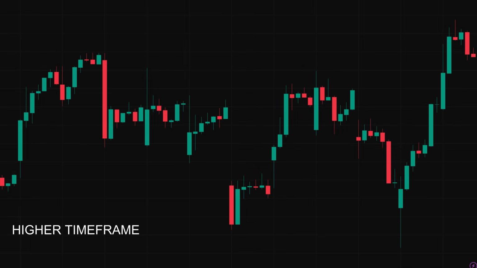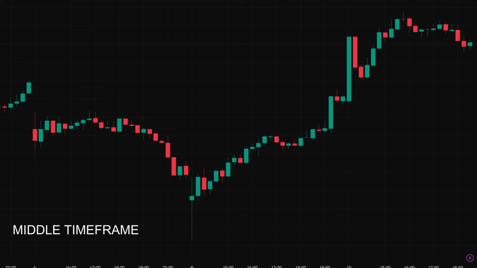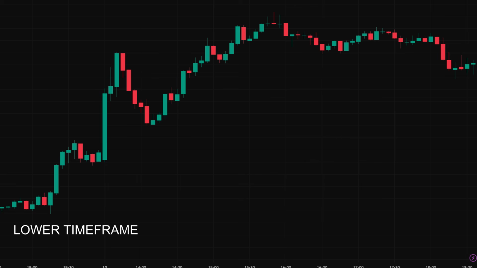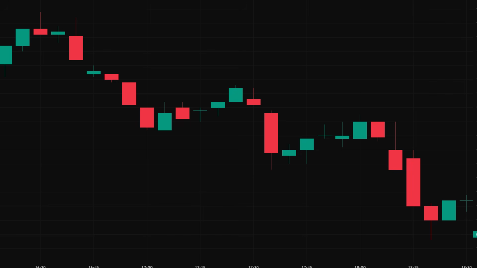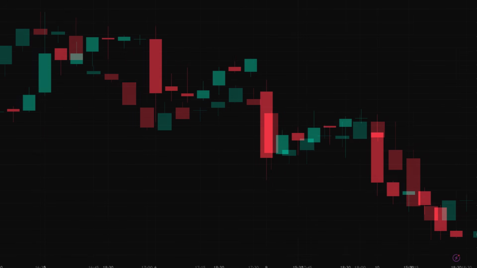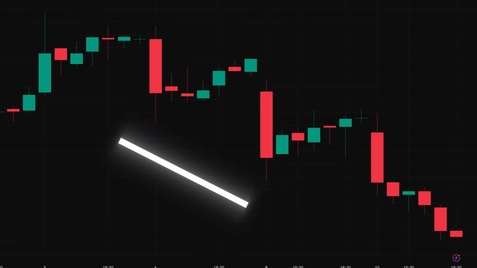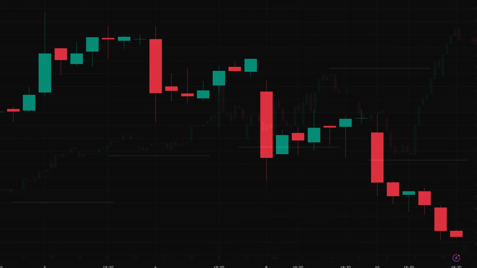The higher time frame is going to give you the overall trend. That middle time frame, it's going to help you find the setup. And the lower time frame, well, that's going to help you fine tune your entry. And this matters because lower time frames can be pretty noisy, especially depending on the market or instrument that you're choosing to trade. So a move that may look strong on a 5-minute chart could only be a small bounce inside of a larger downtrend.